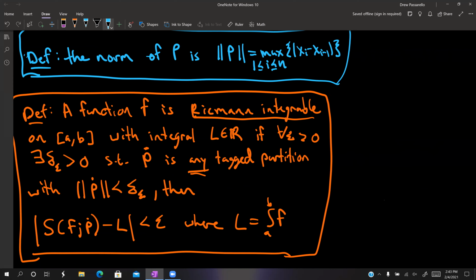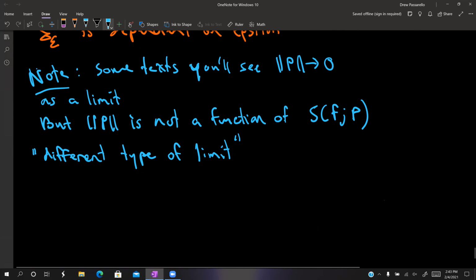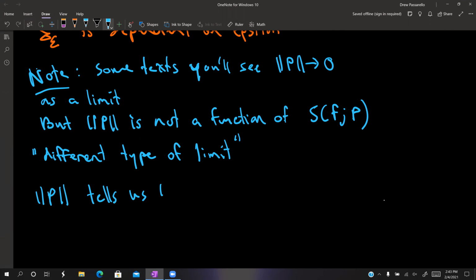All right, so now I'm going to go into two examples, and we'll show that these two examples are Riemann integrable. I also made this note that you'll see the notation of the norm shrinking to zero. The norm basically tells us how skinny the rectangles should be.